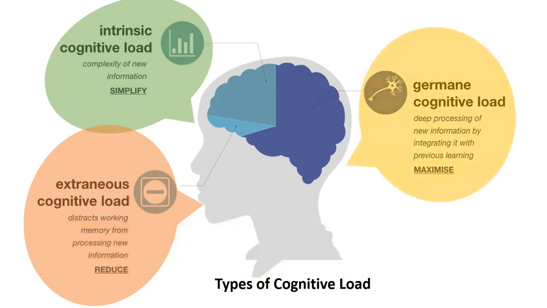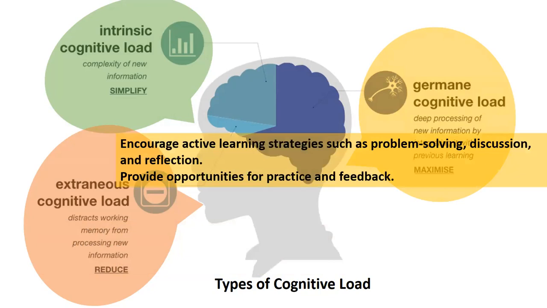Germane cognitive load, which is the processing of new information by integrating it with previous learning. We need to maximize it. If you can see, the dark blue area of the brain is covering that. How can we do that? Encourage active learning strategies such as problem solving, discussion, and reflection. Provide opportunities for practice and feedback.